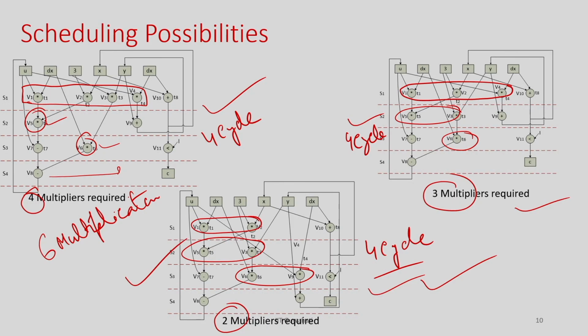So this gives you a very classic example that given a time constraint you can have many scheduling possibilities, and it is not necessary that all possibilities will give you the same resources. I have a very nice example here of a behavior with 6 multiplication operations. I showed you 3 schedules, and all take 4 clock cycles, but this is the best solution in terms of resources because it can be done with 2 multipliers.